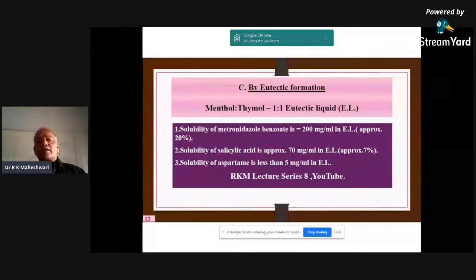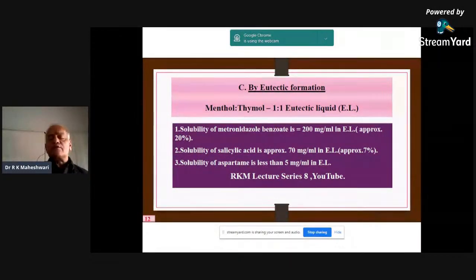Metronidazole benzoate is a very poorly water soluble drug, but here you see the solubility of metronidazole benzoate is about 200 milligram per ml in this eutectic liquid. About 200 milligram, about 20%, is the solubility. This means very high solubility of metronidazole benzoate in this eutectic liquid.